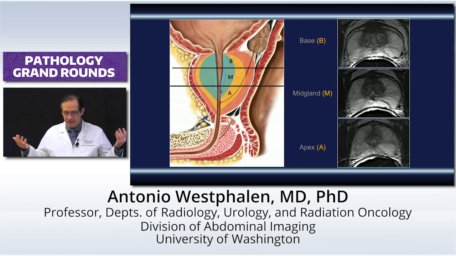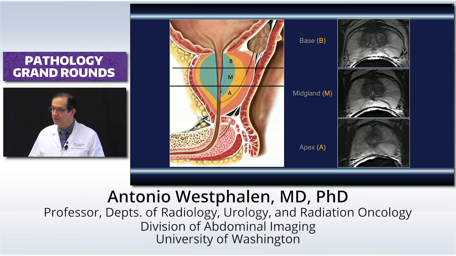We divide, as everyone else, in base, midgland, and apex, the gland. And why am I bringing this? It's because maybe we are describing something as midgland. Urologist places a needle and they take tissue and then they send to you guys, and then it will be saying, okay, this is coming from the midgland. So it's probably a good idea if you used to know what is the midgland. For us, we are basically just cutting in thirds without any anatomical reference. One third, one third, and one third.